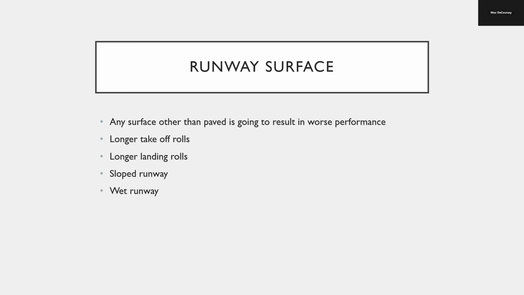When you're landing, grass generally will have less friction than an asphalt runway. So when you're landing, the airplane doesn't have as much traction when you're starting to brake. So you're going to have a longer landing roll.